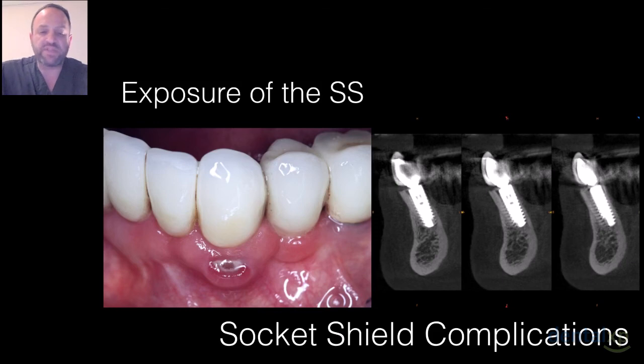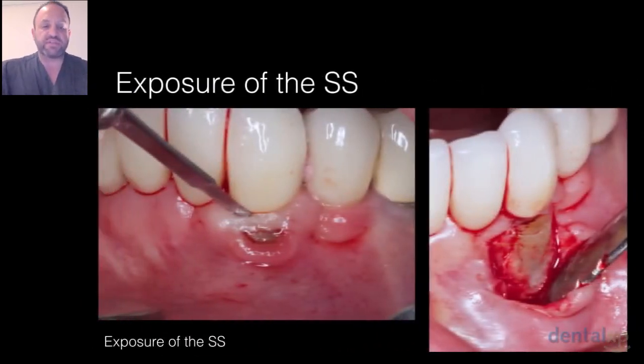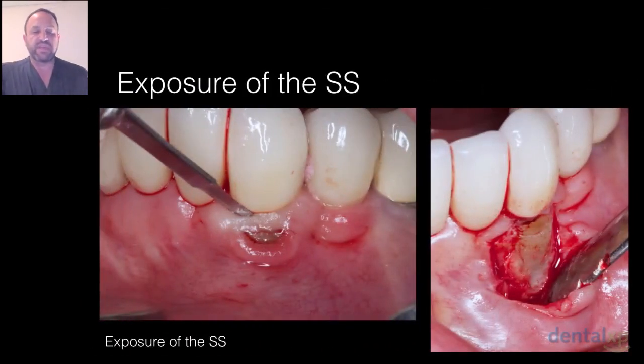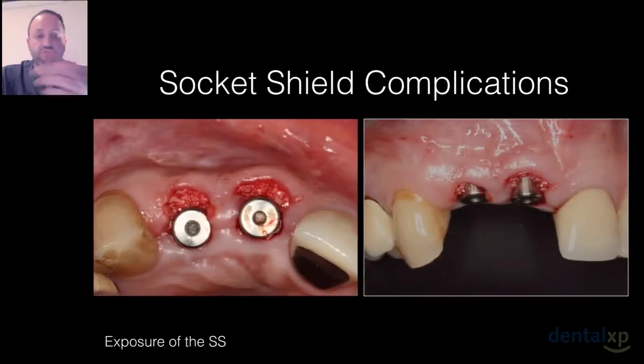So the way we dealt with this case is we actually raised a full thickness flap, okay, keeping the hole intact and raising a full thickness flap. We didn't raise and take out the socket shield. We cut the socket shield back. We made sure that there was no sharp edges. We protected the soft tissue. We packed more bone. We let everything heal.